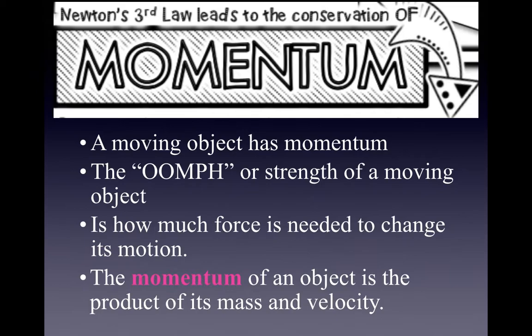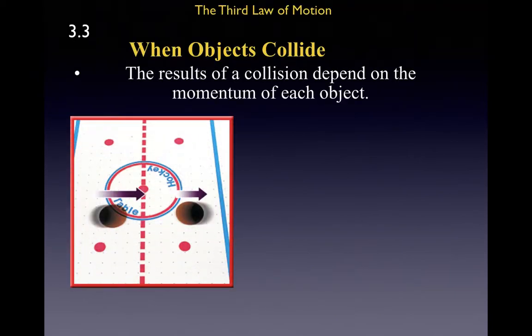Newton's third law of motion leads to the law of conservation of momentum. A moving object has momentum. It's where the oomph or the strength of a moving object comes from. It is how much force is needed to change its motion. The momentum of an object is the product of its mass times its velocity. You learned that from the car crash video that we watched earlier. Momentum is mass and velocity.